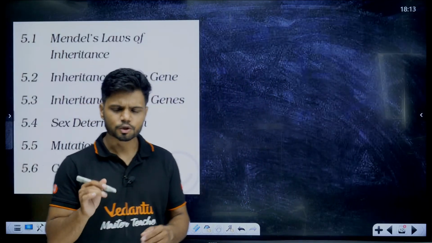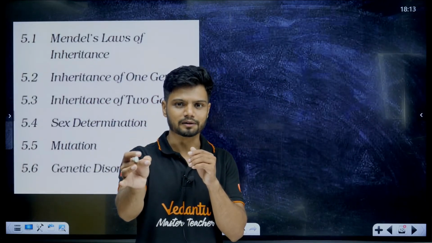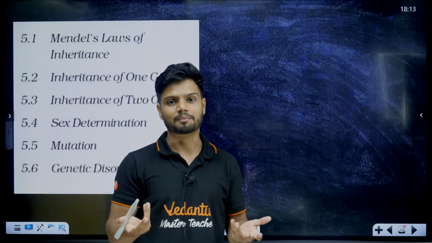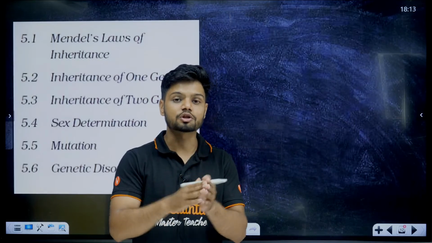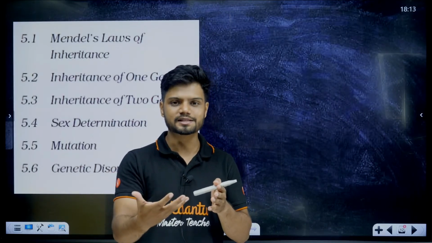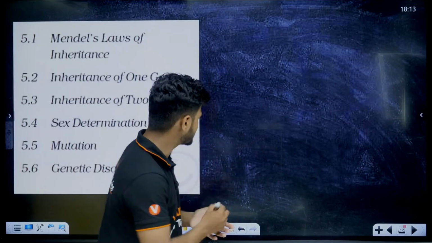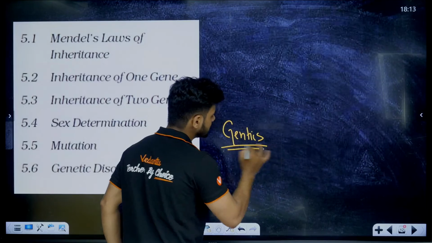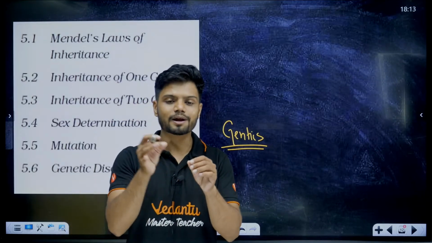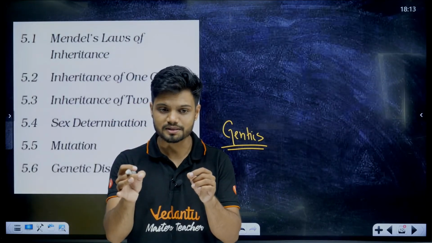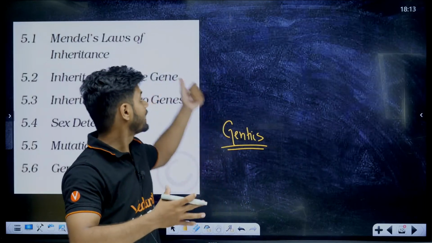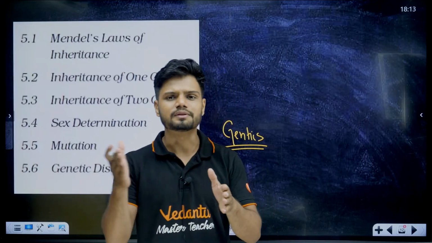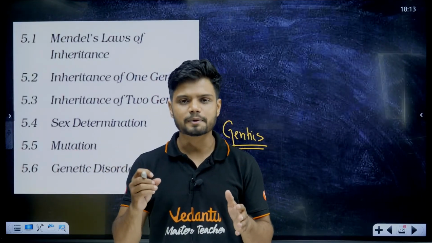Now, to understand this chapter, you need to know which category of science it comes under. The branch of science which deals with such information is called genetics. Genetics is the branch of biology which deals with this entire chapter. The chapter name is Principles of Inheritance.